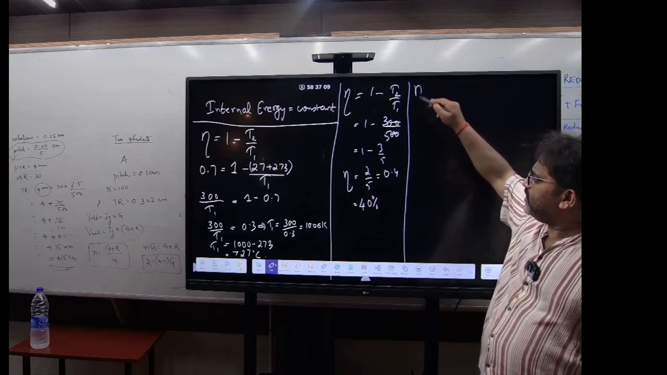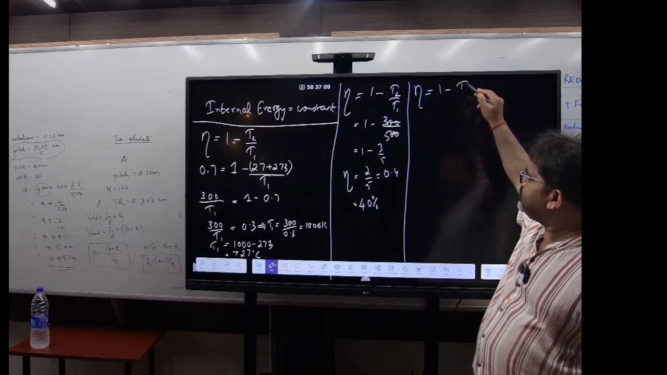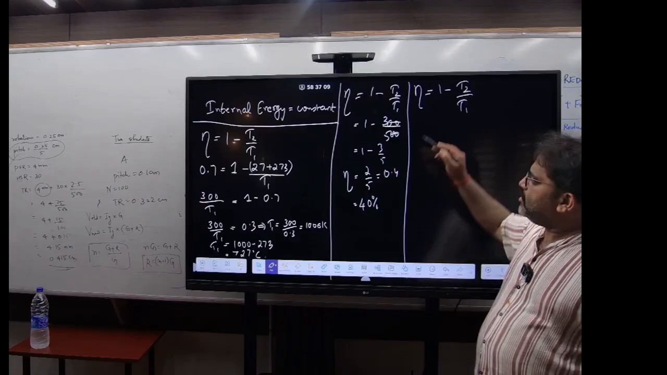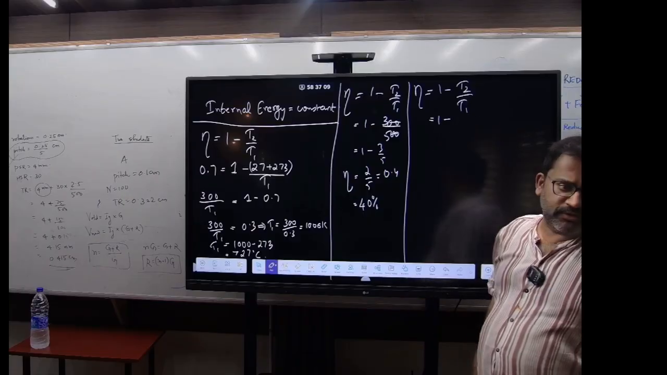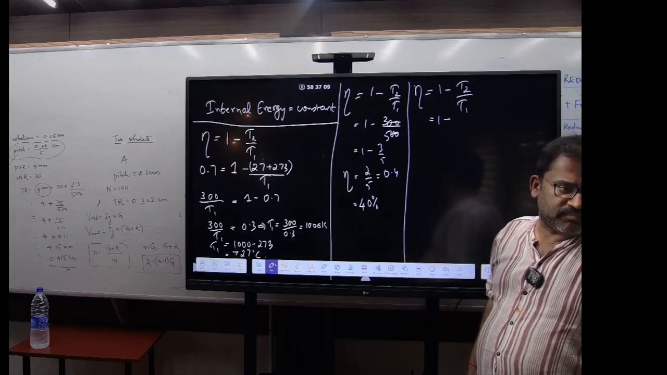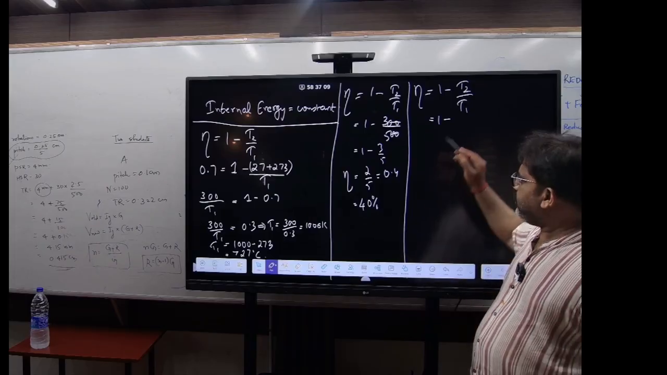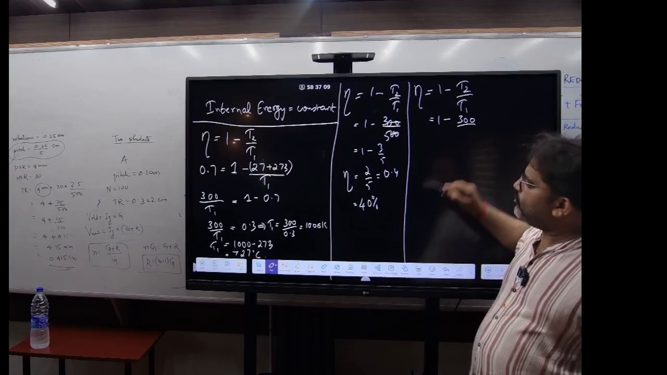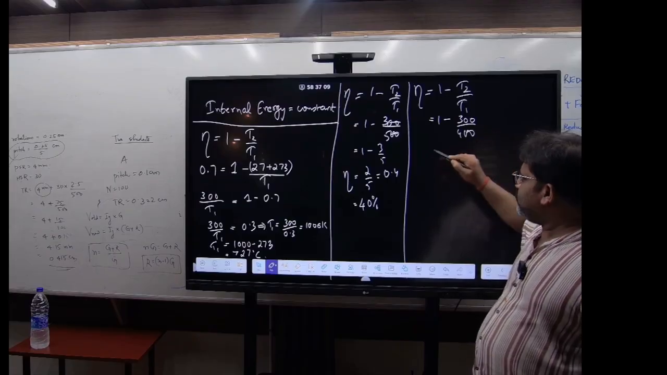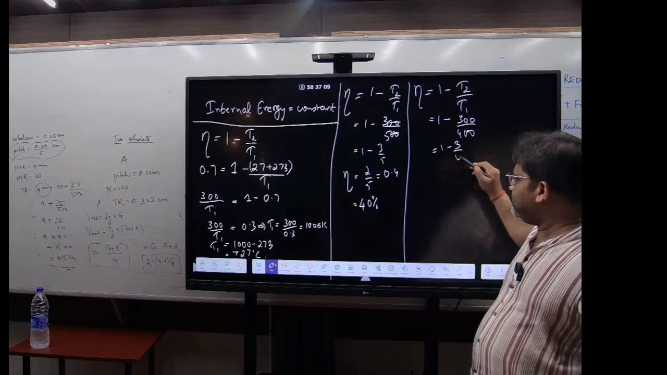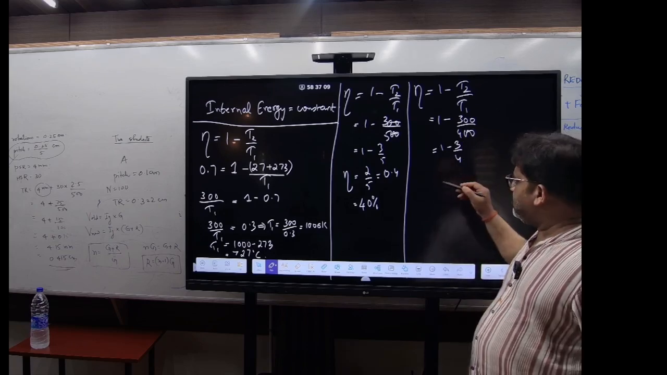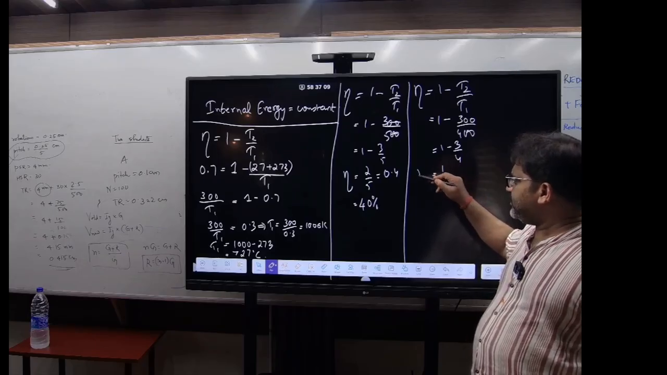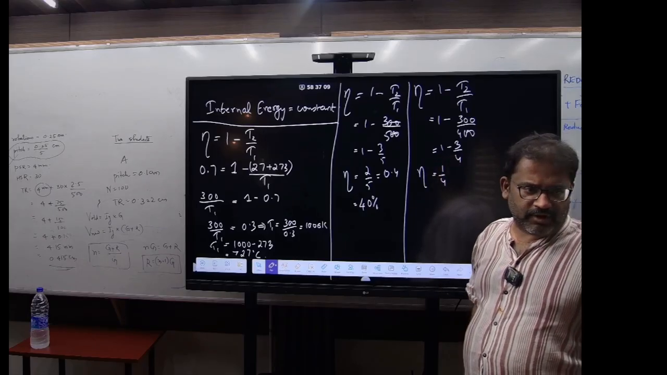So, of course, eta is equal to 1 minus T2 by T1. Correct? What is it equal to? 1 minus. What is T2, beta? 300. What is T1? 400. Now what is 300 by 400? It is nothing but we can say 3 by 4. So what is 1 minus 3 by 4? It is 1 by 4. So that is eta.